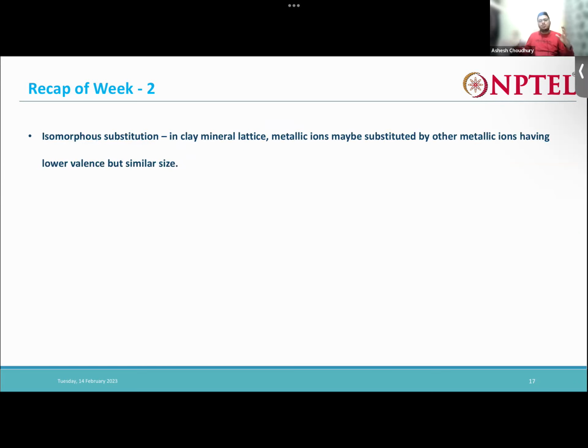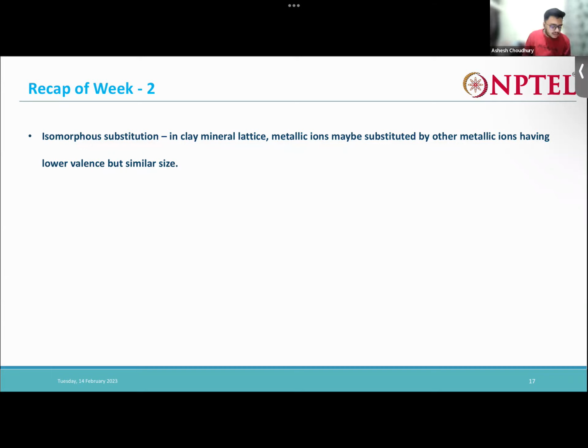So these are the two constituents which form the clay minerals. Different arrangements of them, different stacking, different bonding, and the presence of other metallic ions form the different clay minerals: kaolinite, montmorillonite, or illite.